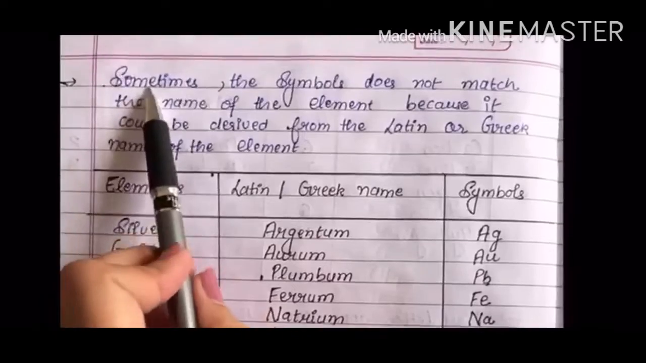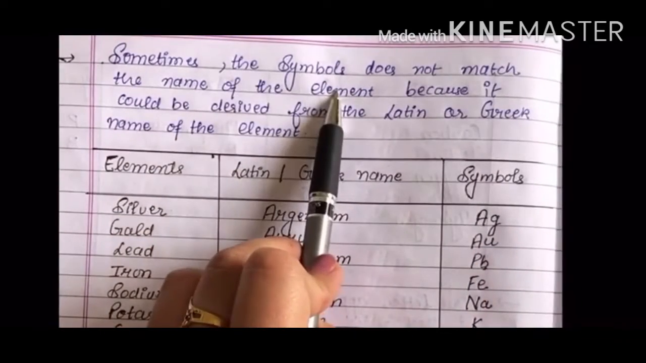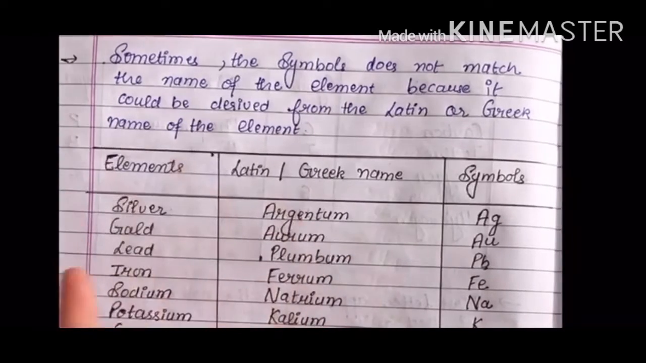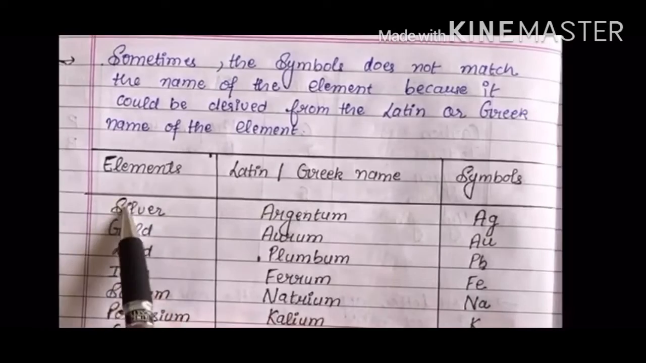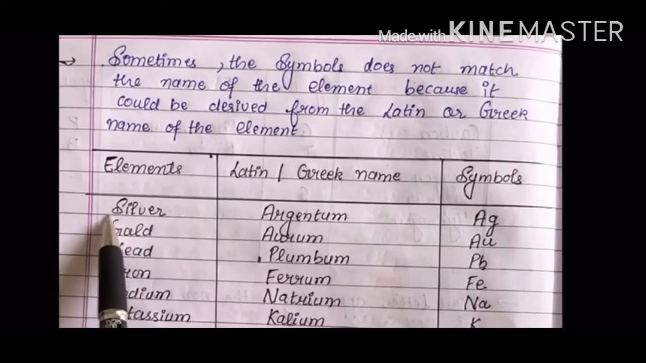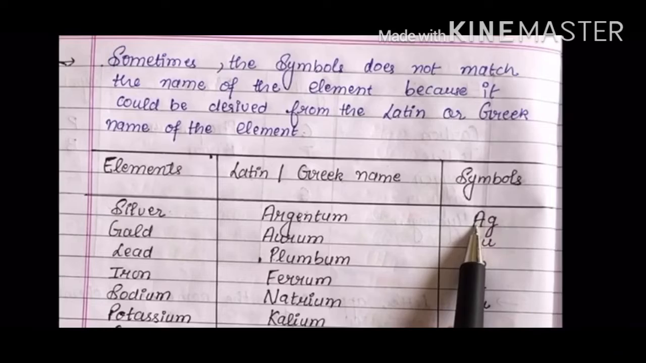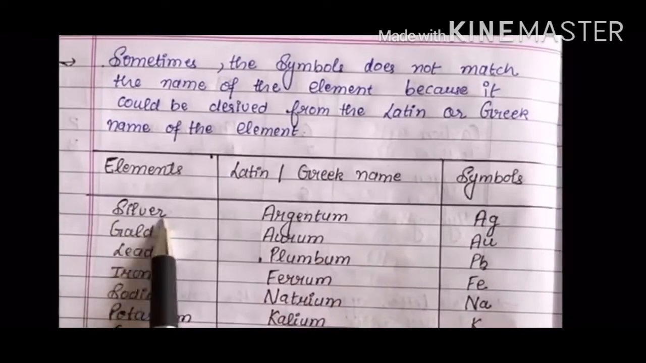Next, sometimes the symbols do not match the names of the elements. Sometimes the symbol does not match the element name. For example, in case of silver, its name starts from S, but the symbol starts with A. The symbol is Ag, but the element name is silver.